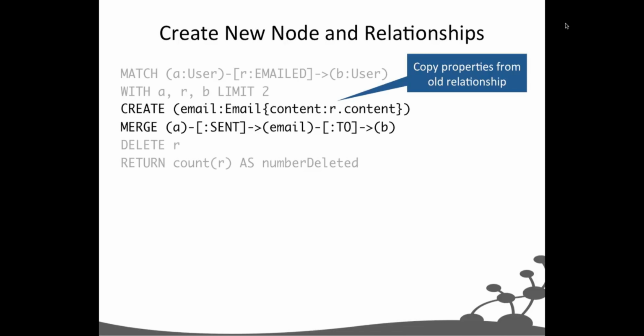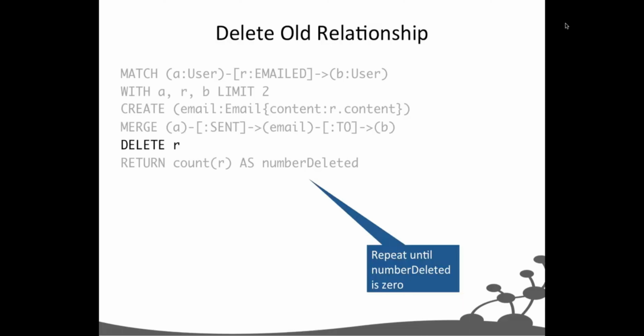So in the next part of the query, we're actually creating the new structure. We're creating a new node to represent the email, and in creating that node, we're actually copying over all of the properties from the old one. So you can see here I've introduced a content property on my email node, and I'm setting the value of that content property to be the value of the content property on the old emailed relationship. So property values in the old part of the structure are now being copied over into the new. The merge statement here is then introducing the relationships between persons A and B and the email node. So we've got the sent relationship and the to relationship.